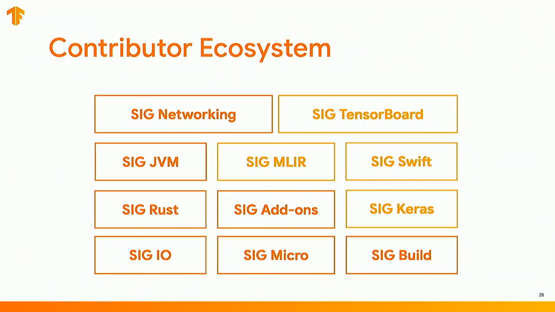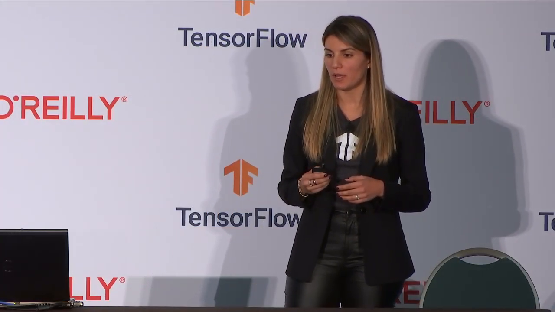Just an overview of our contributor ecosystem. As you can see highlighted in the darker orange, we have the SIG add-ons, the SIG build, I/O, networking, JVM, and Micro, and Rust, which are community-led open-source SIGs, and the others, which include Keras, Swift, MLIR, and TensorBoard, they are Google-led with an open design philosophy. So if you see a SIG that resonates with the work that you do, or if you care about the topic and would love to learn more, the SIGs have monthly or weekly calls, and you're very welcome to join as well.